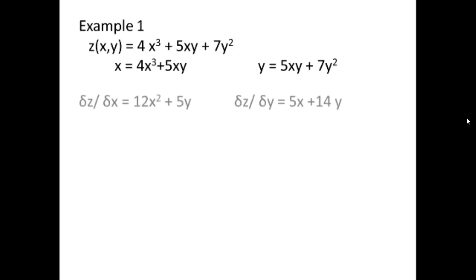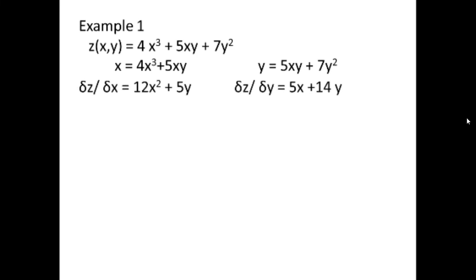Next we must differentiate the equation of x and y to find delta z over delta x and delta z over delta y. Delta z over delta x equals 12x squared plus 5y, and delta z over delta y equals 5x plus 14y.